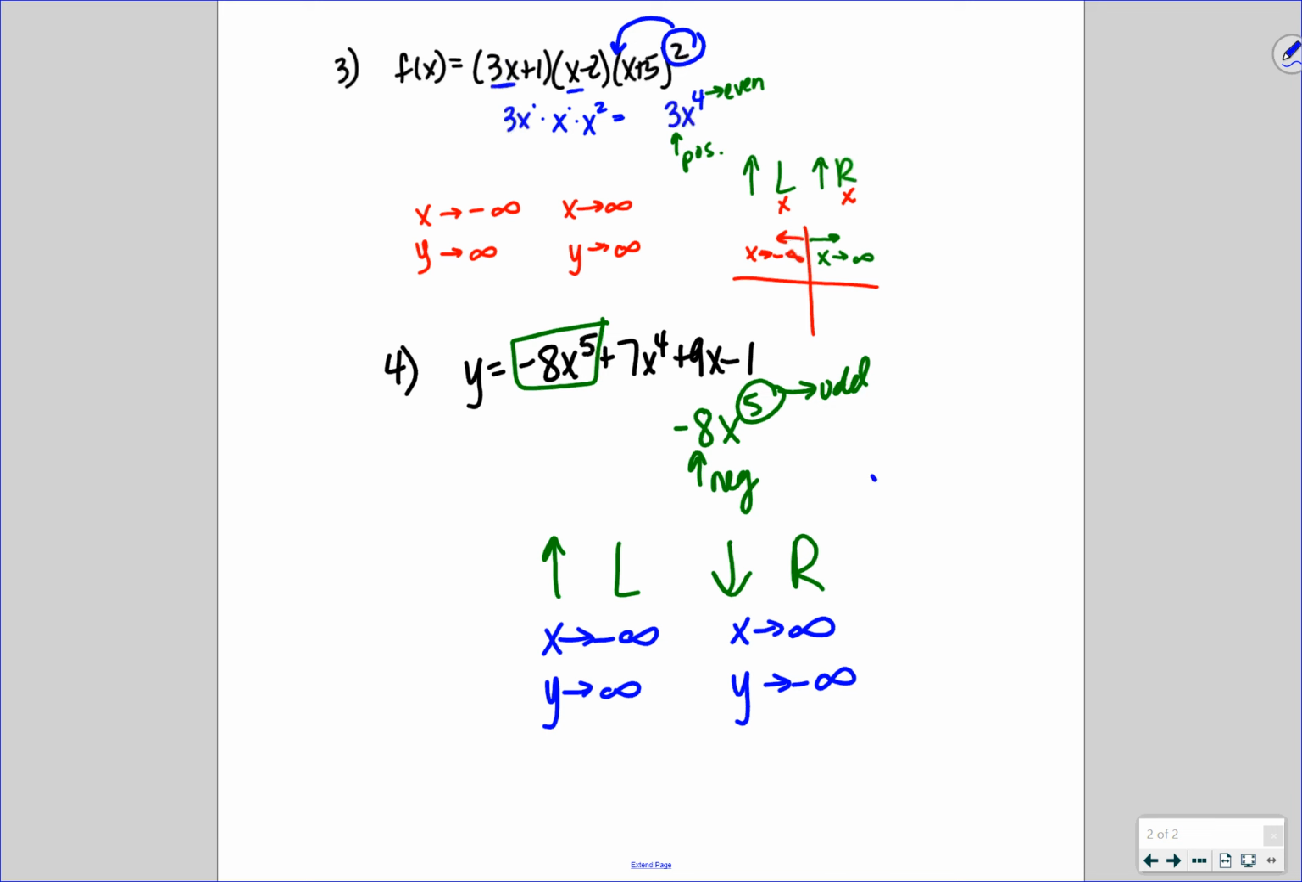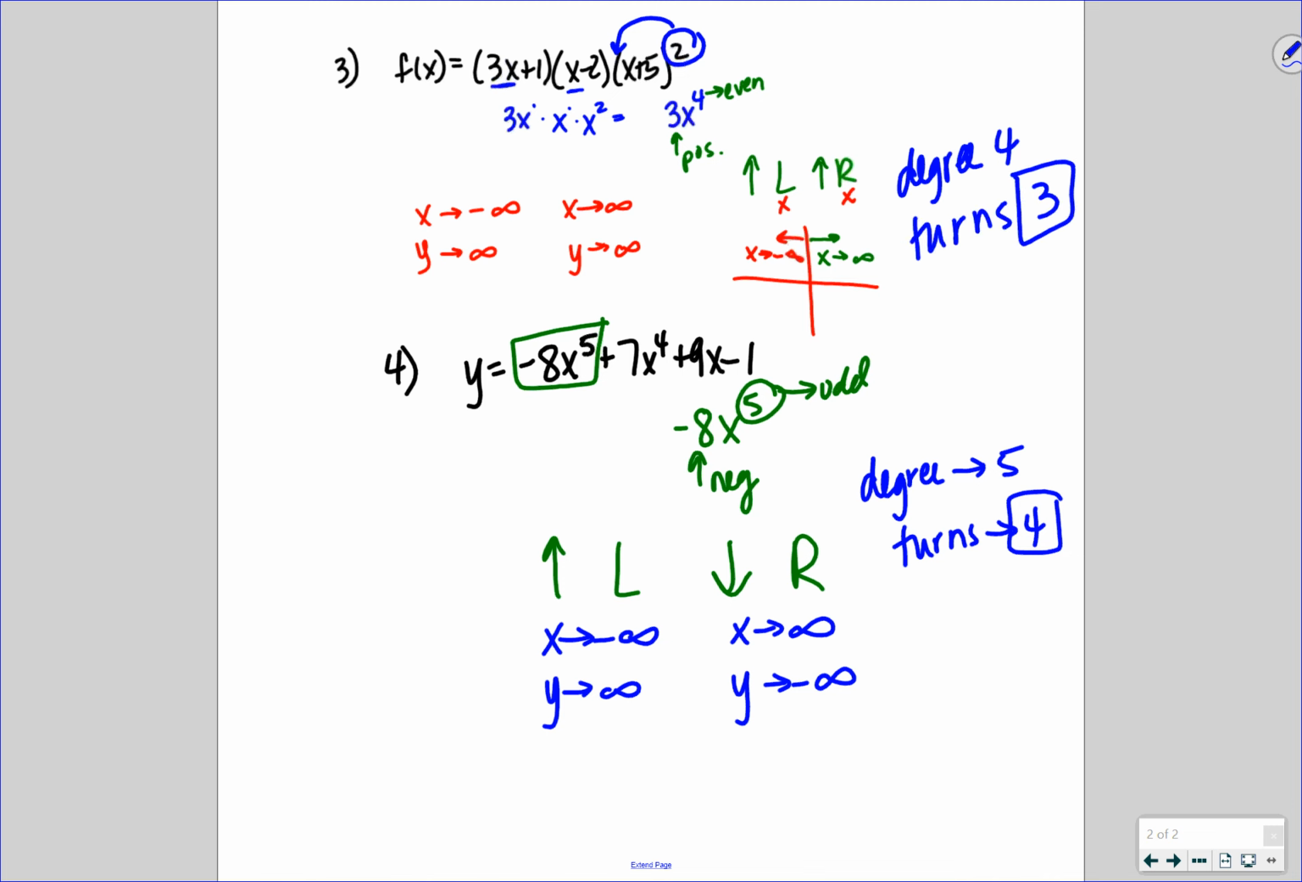So since my degree is 5, my turns is 4, one less than the degree. So up here, my degree was 4. My turns are 3. That's how many times this graph can turn around.